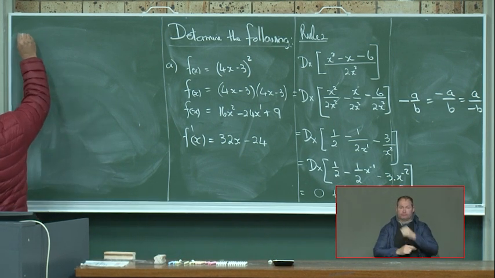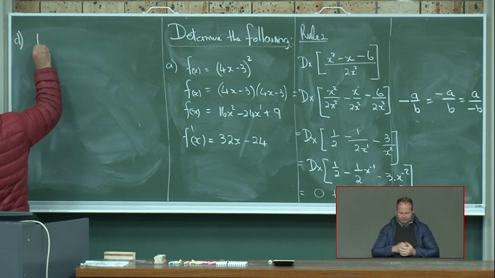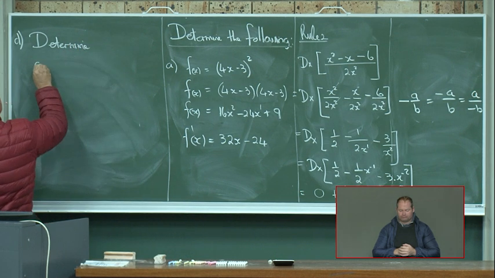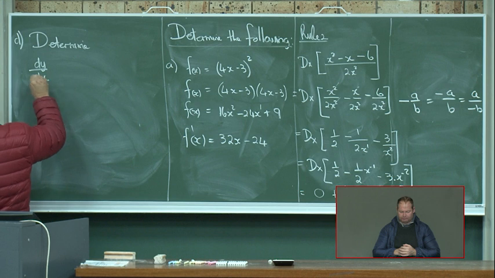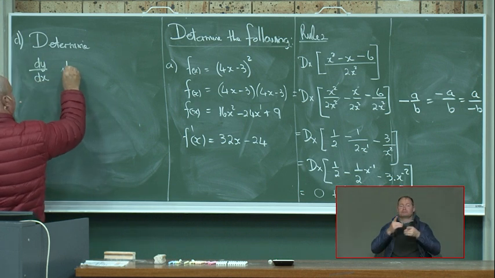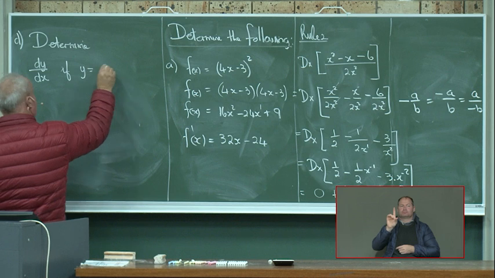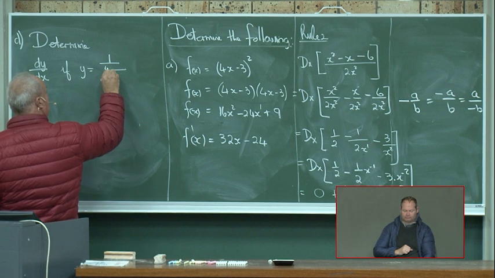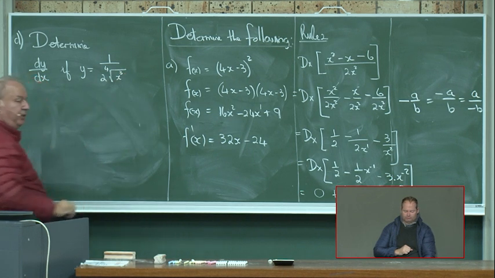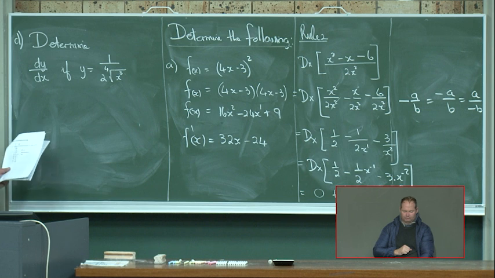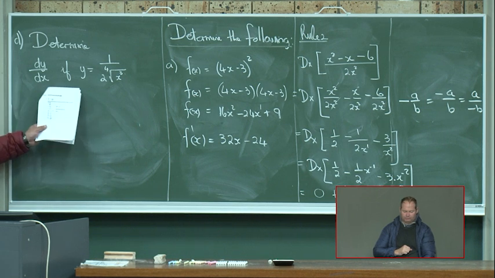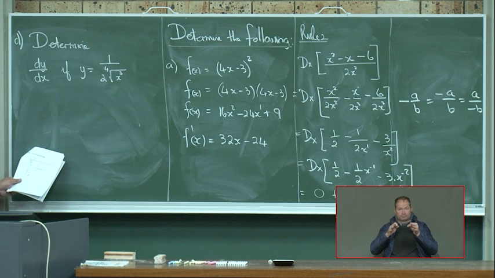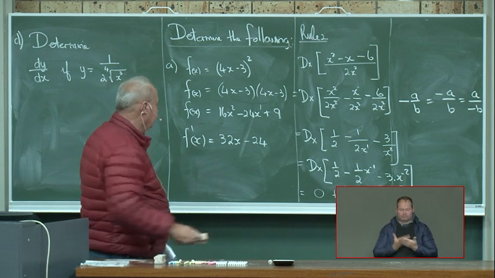They say, determine dy over dx. That means determine the derivative if y is equal to 1 over 2 the 4th root of x cubed. Okay. Now, people, can I get your attention here? I need to explain exponents here before I can do this. Otherwise, you're not going to understand it. All right? Let's quickly have a look here.